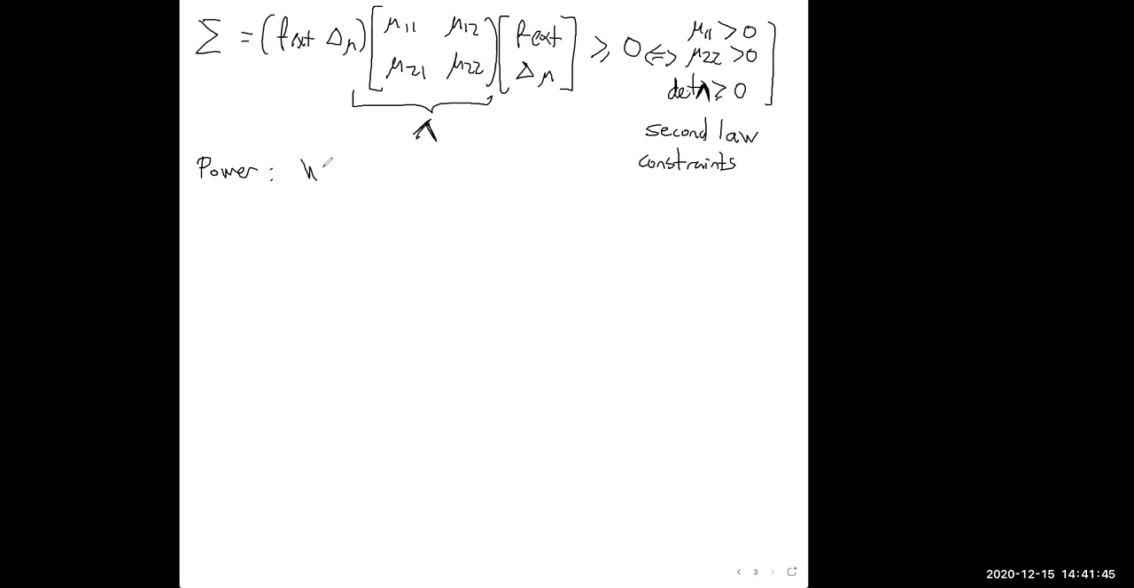The power is W dot, we call it, which is F external times the velocity. And I also defined the heat dissipation, which in this case is given by, okay, this is the average power, just to remind you, average power.